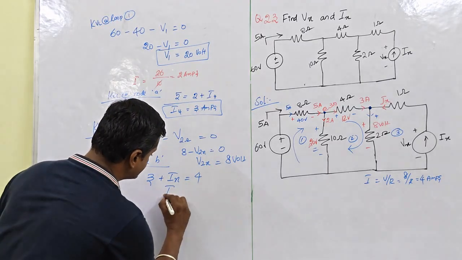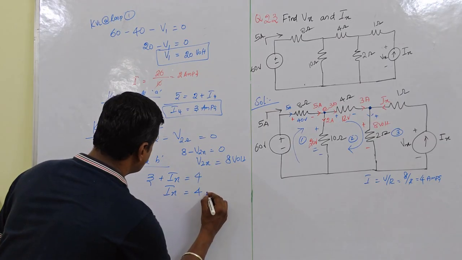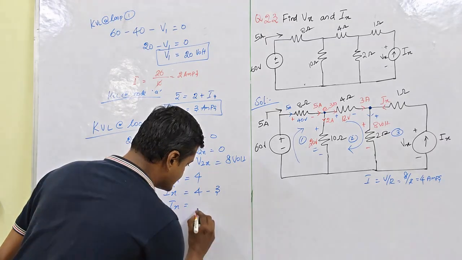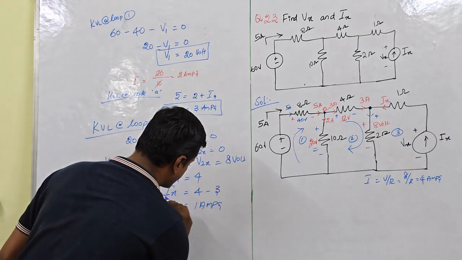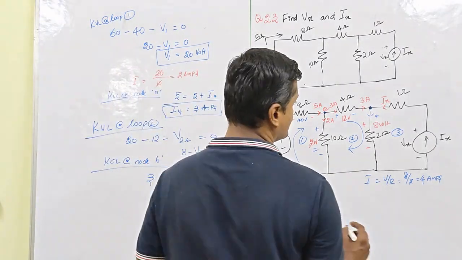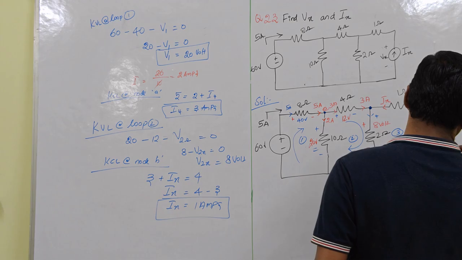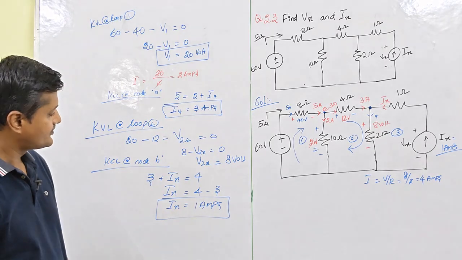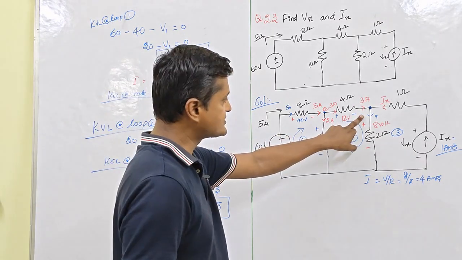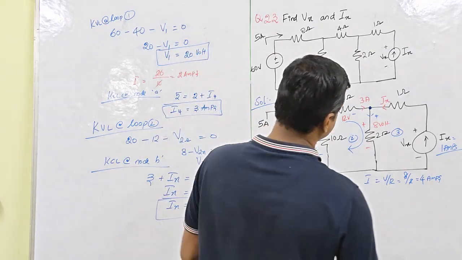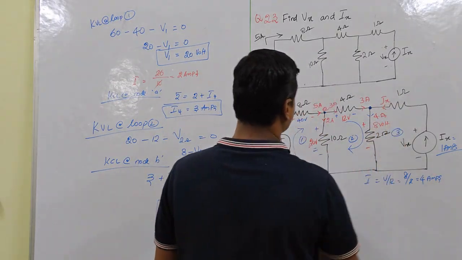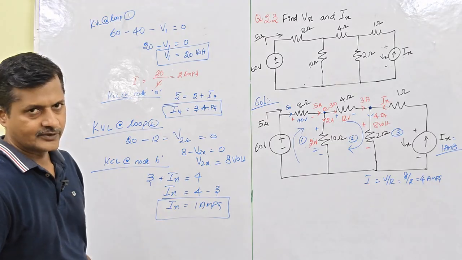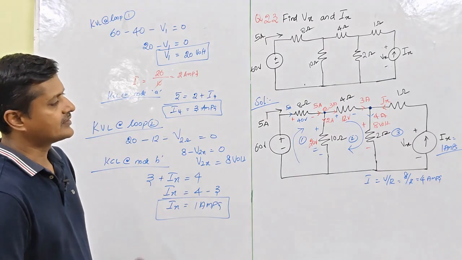So Ix is equal to 4 minus 3. What is the value of Ix? Ix is equal to 1 amp. So at this node, 3 amps of current flows here, and 4 amps of current flows here. So by applying Kirchhoff's current law at node B, we can find the value of Ix. Now Ix is found, then we have to find the value of Vx.